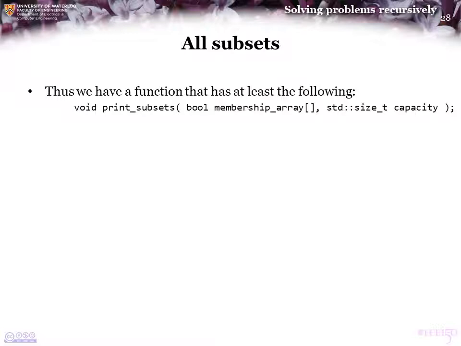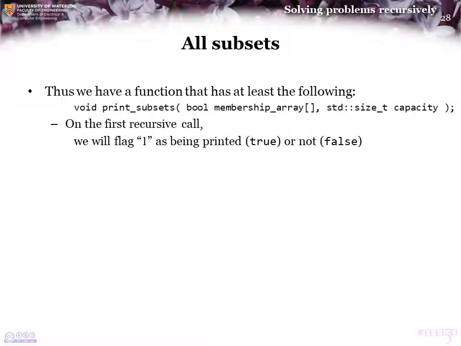Now, how are we going to print all subsets of the set 1 through n? If n was fixed, you could actually just have a whole bunch of for loops, but we don't know what n is. So this sounds like it may be something appropriate for recursion.